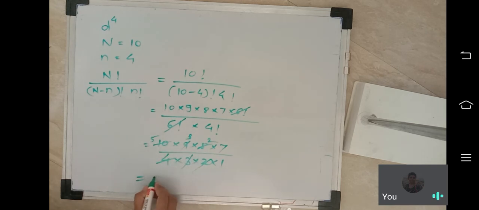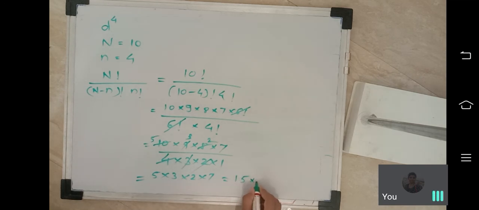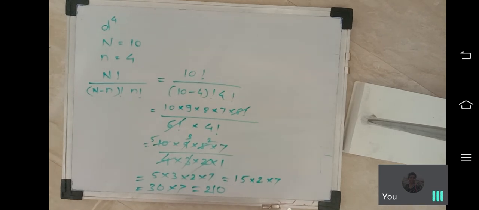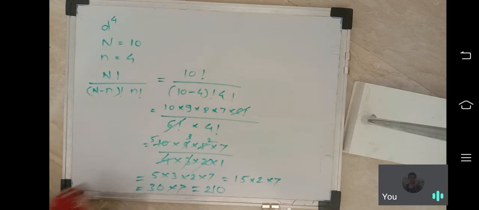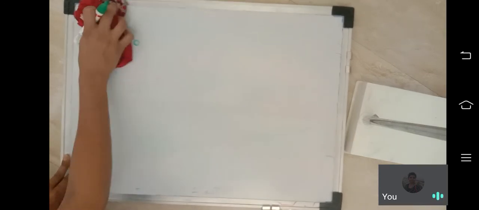multiplied by 3 multiplied by 2 multiplied by 7. What is the answer here? 5 into 3 is 15, into 2 into 7. What is the answer here? 30 into 7, 210. That means this is the degeneracy of the d4 system. For that purpose, first you must know the meaning of factorial.